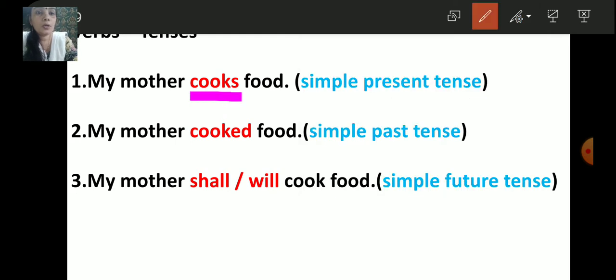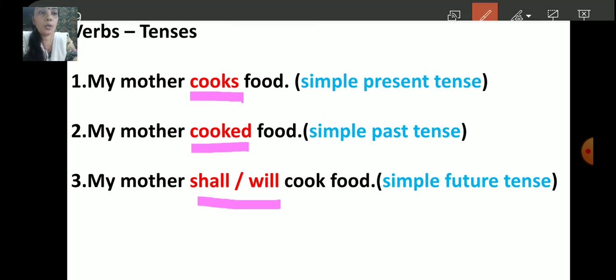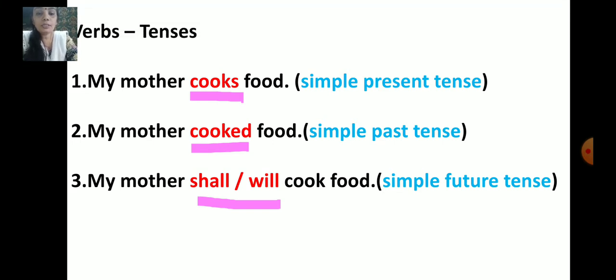Cooks, cook, shall or will. So here the underlined words show the action of the noun. Which is the noun here? Mother. So here the underlined words show the action of the noun mother, which is the subject here. And so these are the verbs.